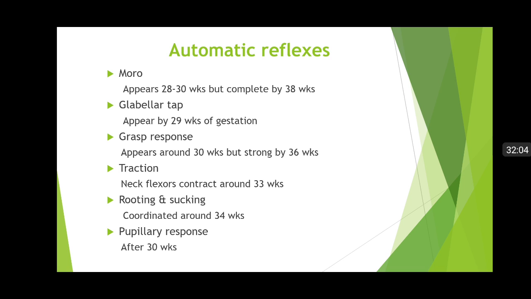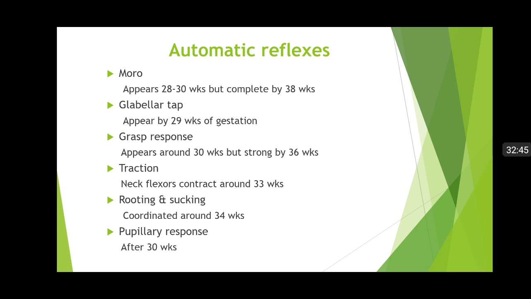The second one is the glabellar tap. In glabellar tap we usually tap the glabella and there is a blink response, and this response appears by the age of 29 weeks of gestation. The third one is the grasp response. For the grasp response, we put a finger in the palm of the newborn, and the newborn grasps our finger. This particular reflex appears by the age of 30 weeks, but a strong grasp, which we will discuss in coming slides, will only be present after 36 weeks.